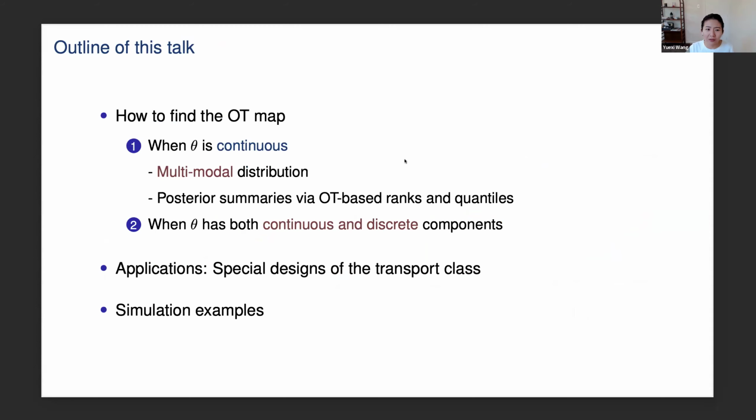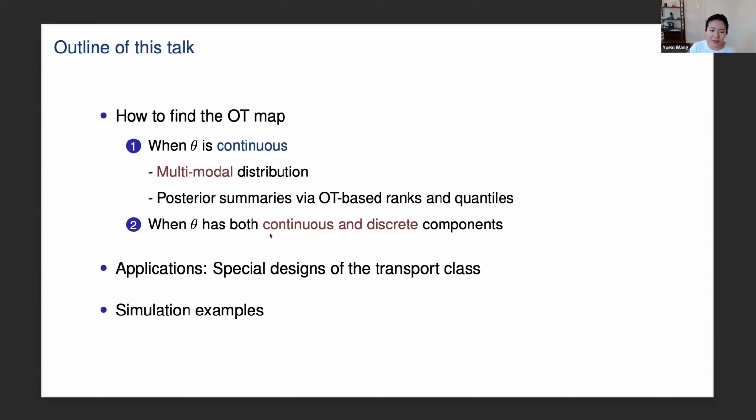So here is the outline of the talk. First, we want to answer the most important question: how do you actually find this OT map when you have an unknown normalizing constant? We will have two scenarios. The first one is relatively simpler, when your theta is continuous. And then we'll move on to a slightly more challenging question, especially for MCMC algorithms: what if you have a multimodal distribution? And we will revisit the examples on how we construct the multivariate quantiles using our OT map. And we will show this is an efficient tool to do posterior summaries and exploratory analysis.